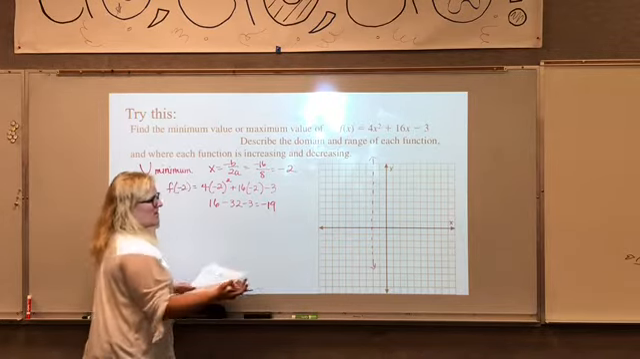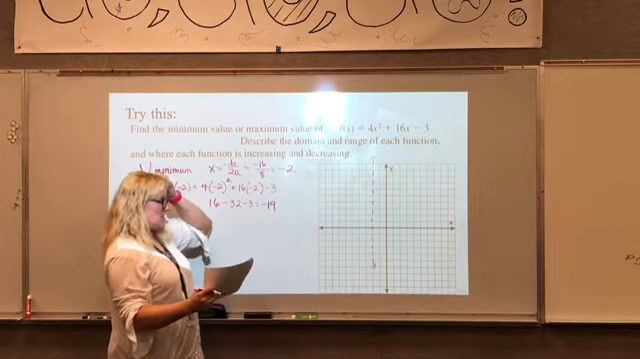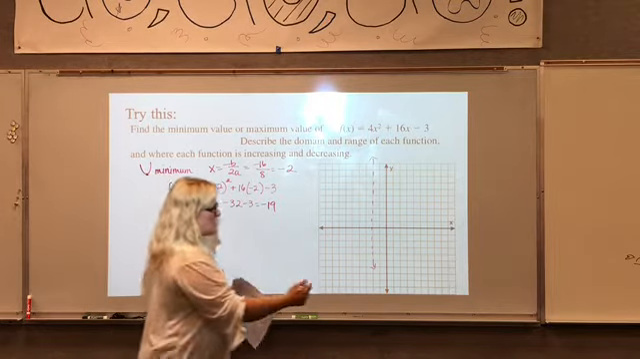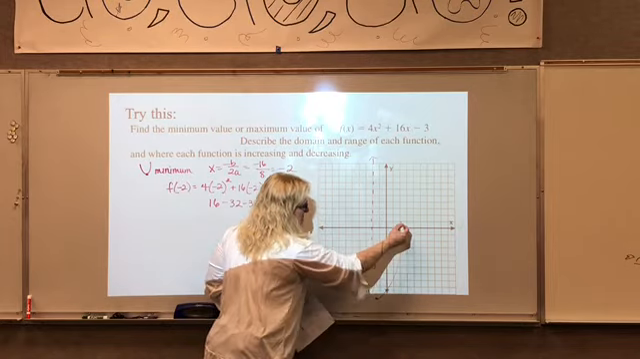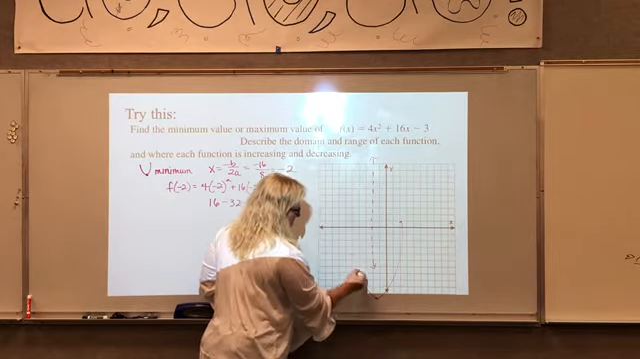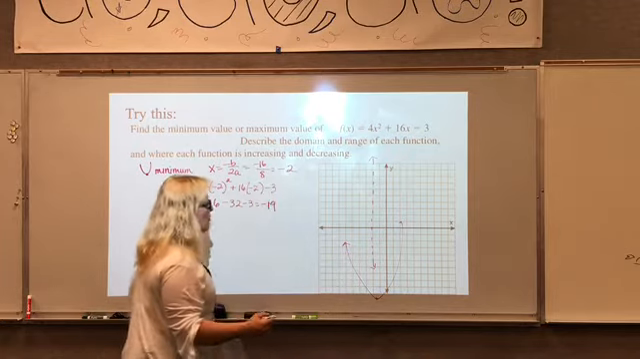So I can't even really graph this. This is way, way down here. So we'll pretend like this is negative 19 down here. It's going to open up. It's going to open up like that.